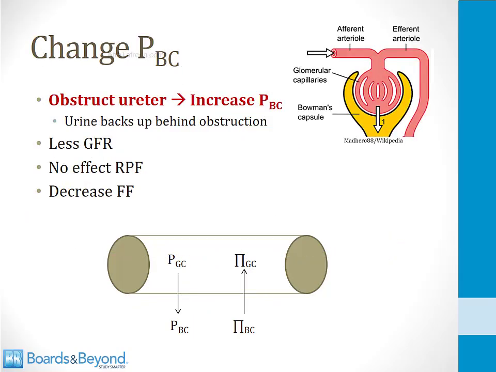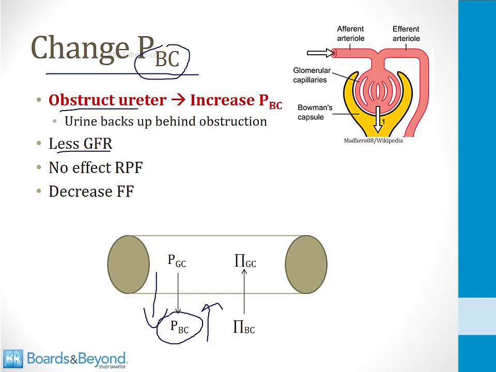Now let's talk about what would happen if we change the hydrostatic pressure in Bowman's capsule. Remember, this hydrostatic pressure resists the flow of fluid out of the capillary and into Bowman's space. One way that this pressure in Bowman's capsule can get very high is if there's an obstruction of the ureter, for example, from a kidney stone. This will back up urine behind the obstruction, and the pressure in Bowman's capsule and all the nephrons will get very, very high. When this happens, there will be less glomerular filtration because of this high pressure in Bowman's capsule.